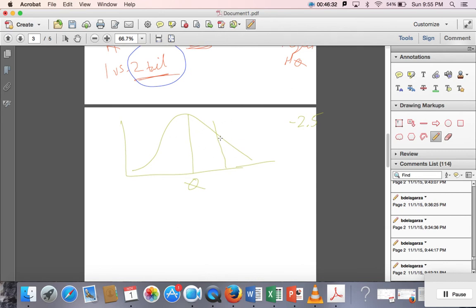Why would we ever want to do this? To be honest, I don't know why we would ever want to do this. We would have to have very strong theoretical justification to do that. So what we would normally do is always start off with a two-tailed test, but you can do a one-tailed test if you wanted to.